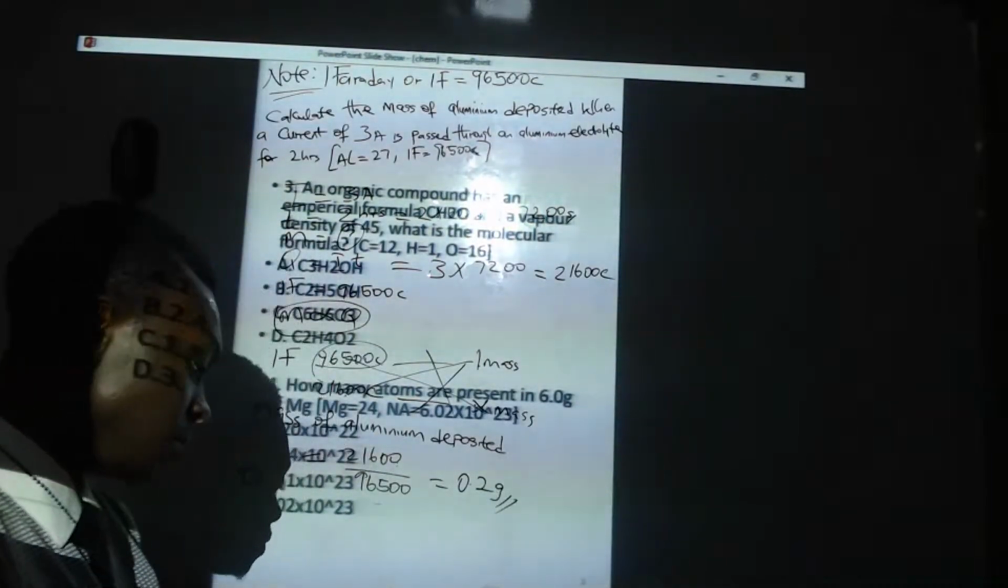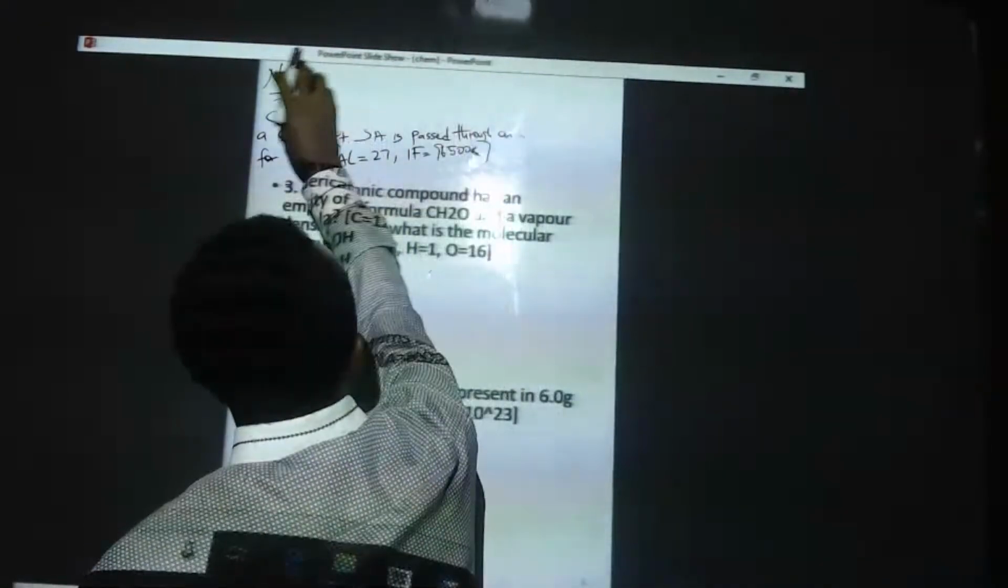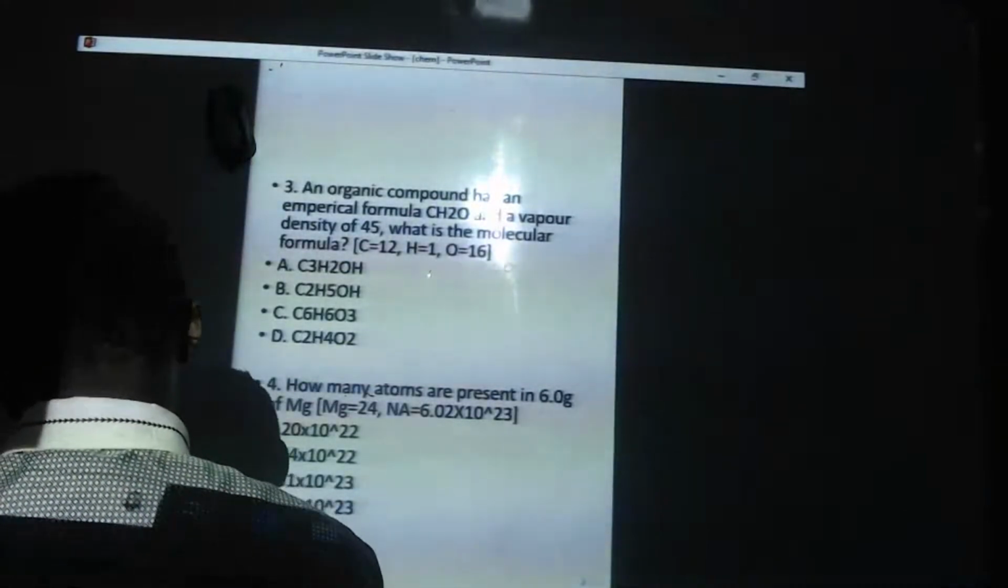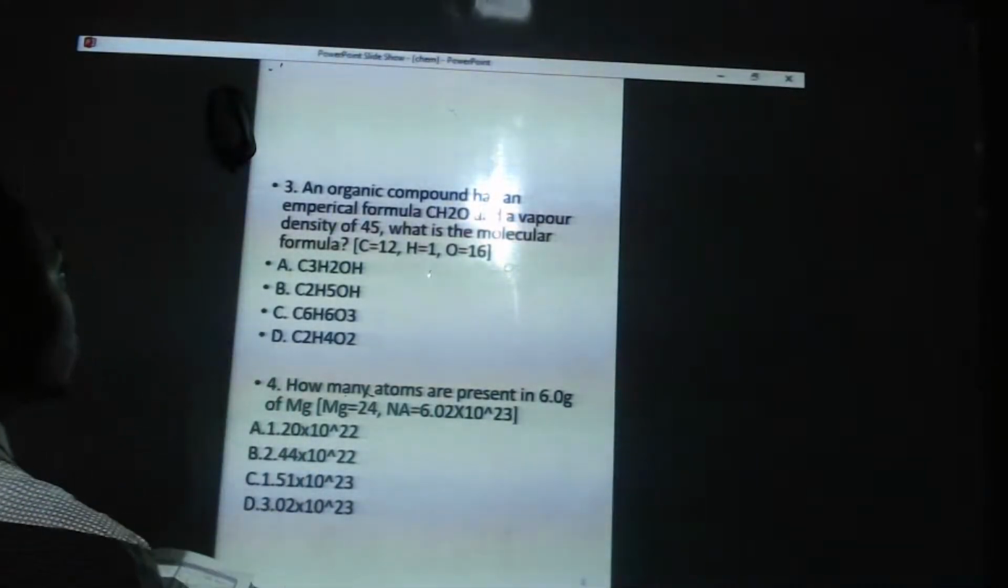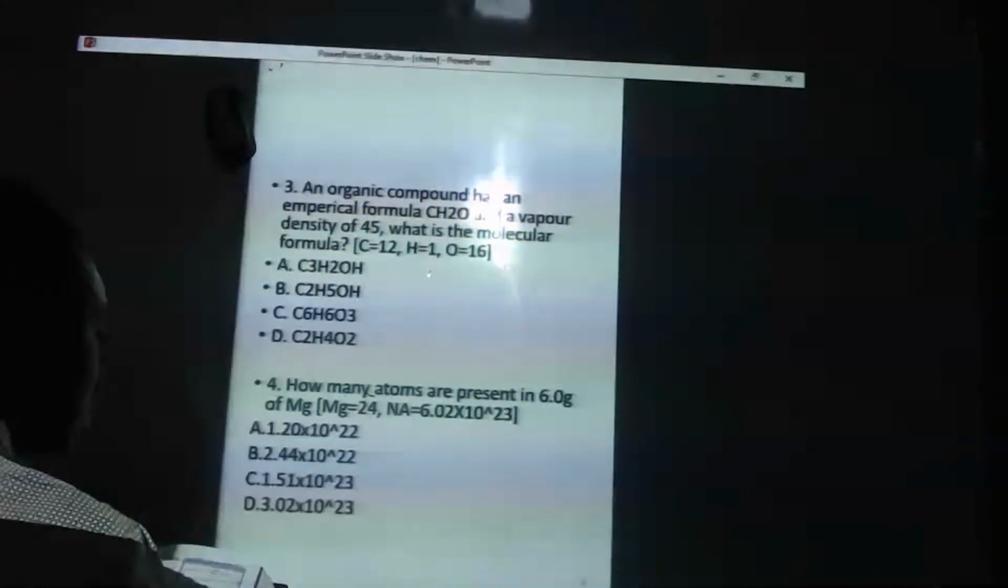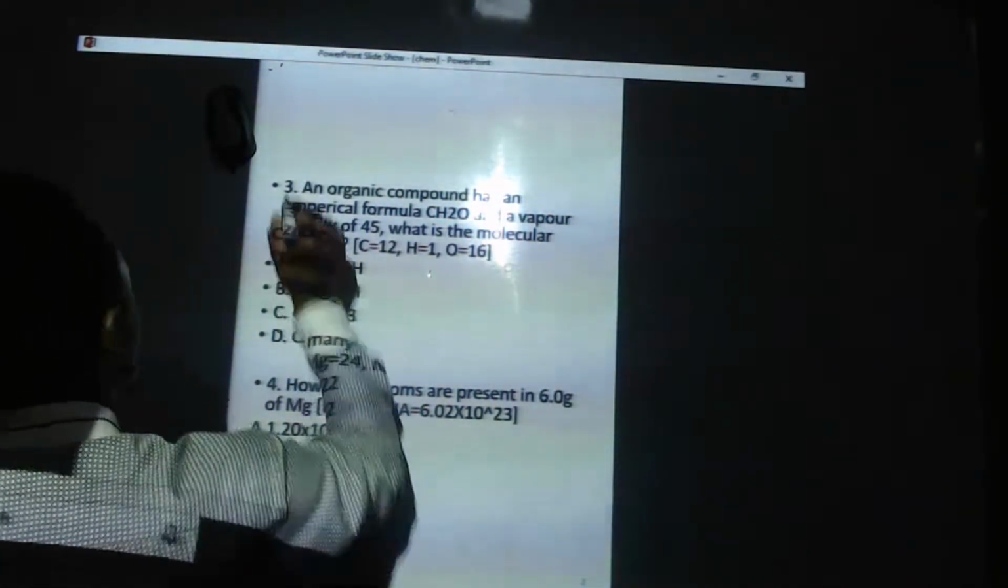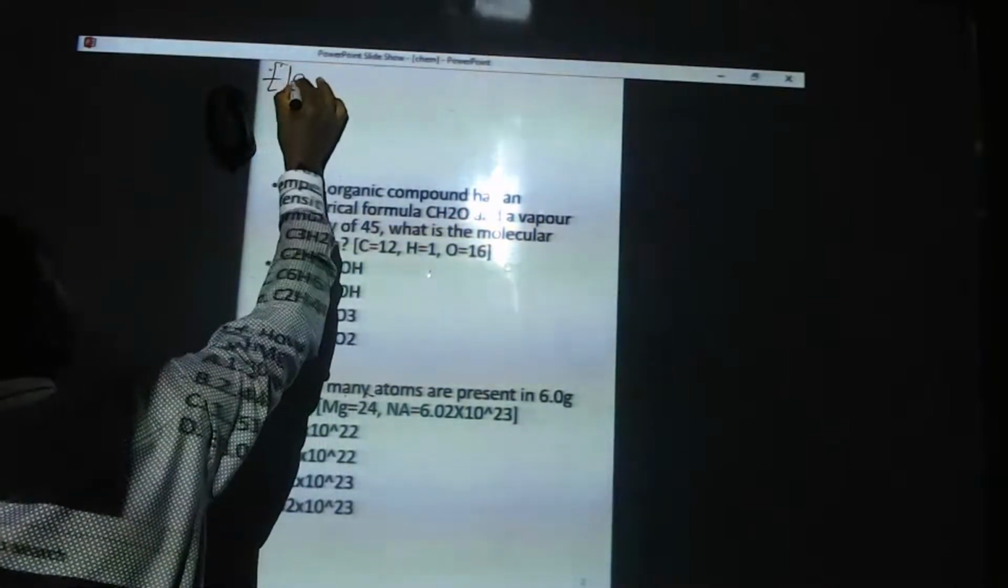Okay, another topic. When you coat the surface of a metal with another metal, we call it electroplating. Electroplating is a method of coating the surface of a metal. That's electroplating.